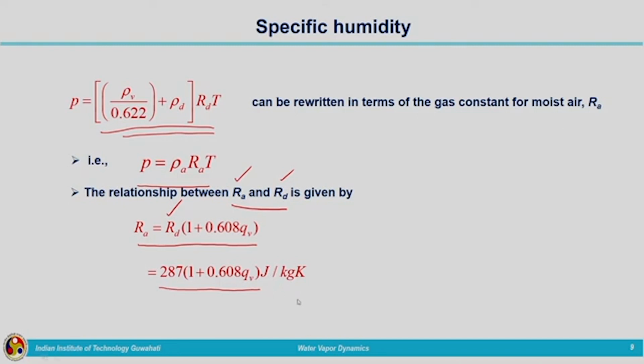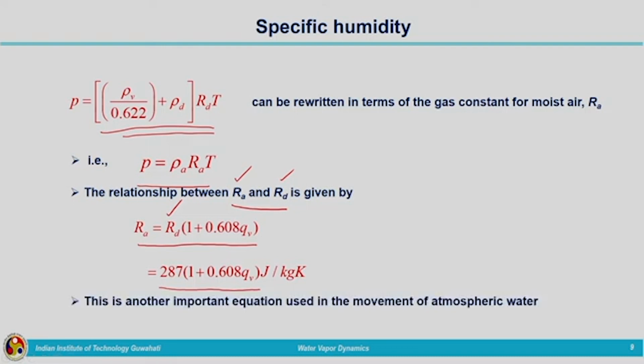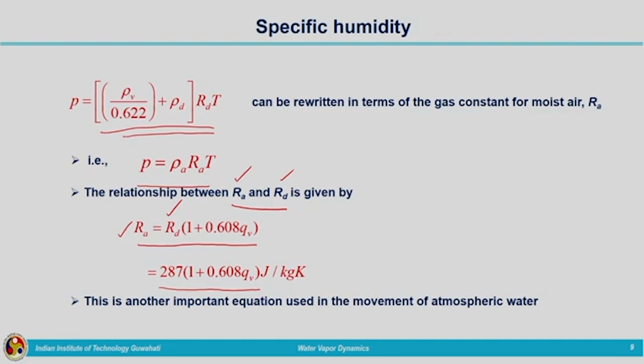The unit of RA is joules per kilogram Kelvin. This equation you need to keep in your mind, because we need the expression for RA. Sometimes a specific temperature will be given to you. For that temperature you may have to calculate QV. After substituting that QV in this particular equation, you will get the gas constant corresponding to air. So this equation is very important in the case of movement of atmospheric water.